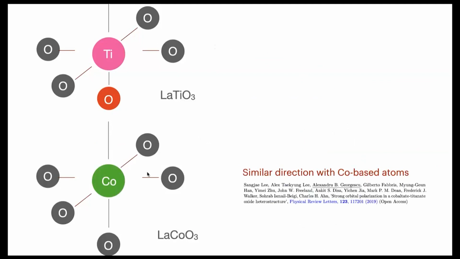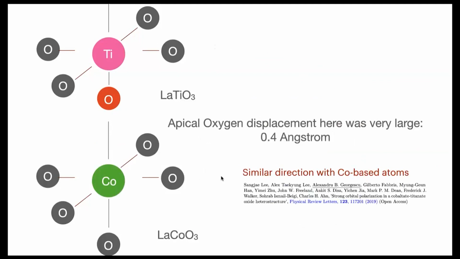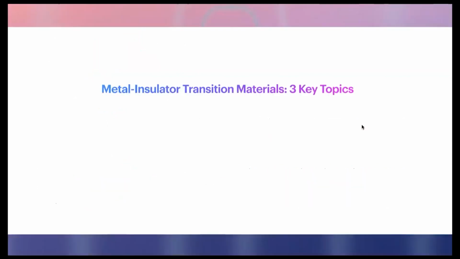With cobalt, we worked in very similar directions. And one of the most interesting things to me about this cobalt picture was actually that you had a 0.4 angstrom displacement of this oxygen. So quite huge.